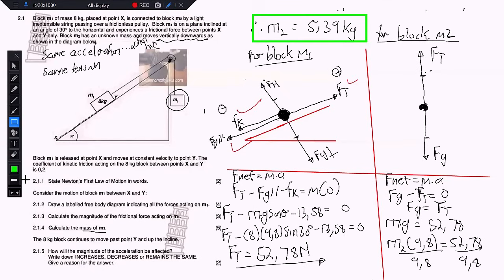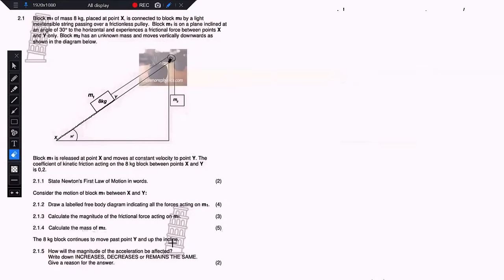Let's now move to the next question. The 8 kg block continues to move past point Y and up the incline. Now note that for this part, after Y going up, they said this is frictionless. Before this, it had friction, as you can see it is indicated, but after point Y, it is frictionless. So they say the block continues to move past point Y and up the incline. How will the magnitude of the acceleration be affected? Write down increases, decreases, or remains the same. Give a reason for the answer.